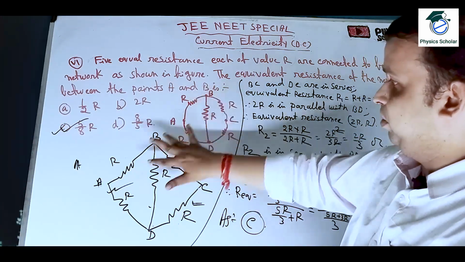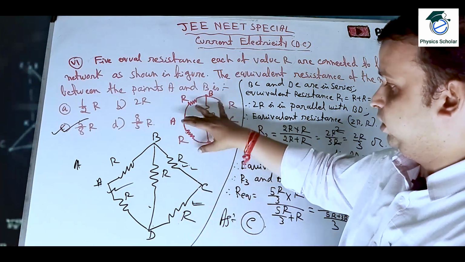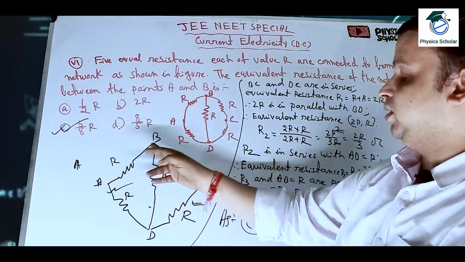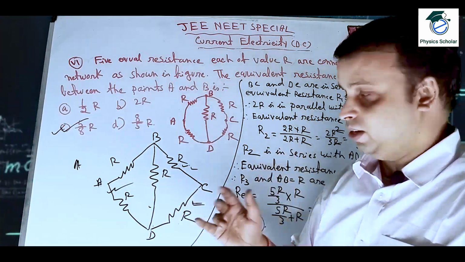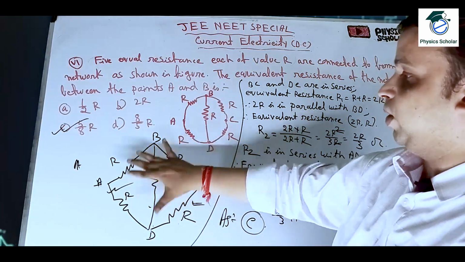So this is AB, this is BC, this is CD, this is DA. Clear? And the value of each resistor is R. And BD, that is also R, that is connected. So this is our circuit now.